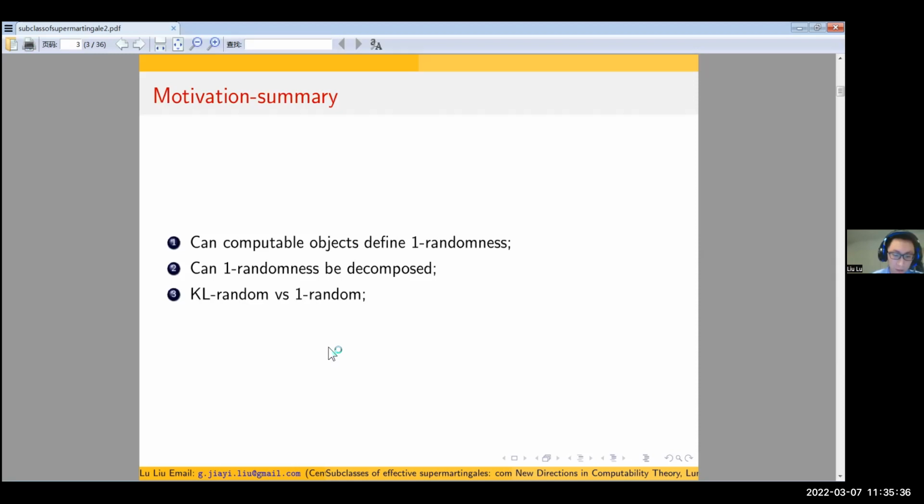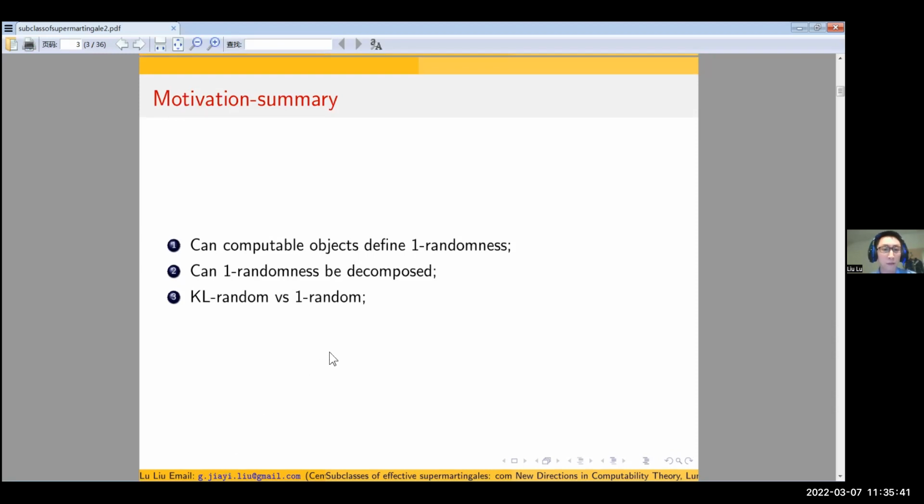So why is this question interesting? We have roughly speaking three motivations. First, can we define one randomness using computable objects instead of CE objects? Because one randomness is a very important randomness notion, and a lot of definitions of this effective randomness notion coincide with each other. But all of these definitions involve CE objects instead of computable objects. So I think people have tried a lot to see if a computable object can define one randomness. I will explain more later.